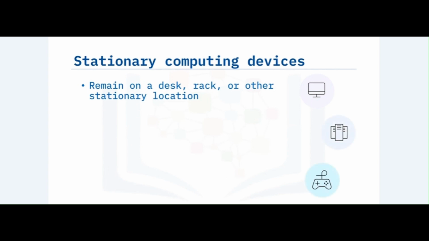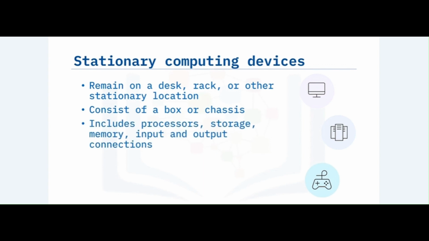Stationary devices, which include workstations, servers, and tabletop gaming consoles, remain on a desk or rack or other fixed location. These devices consist of a box that includes processors, memory, and input and output connections that connect to networks, keyboards, monitors, mice, printers, speakers, microphones, webcams, and other devices. In some instances, you can update the device's memory, storage, or video cards.